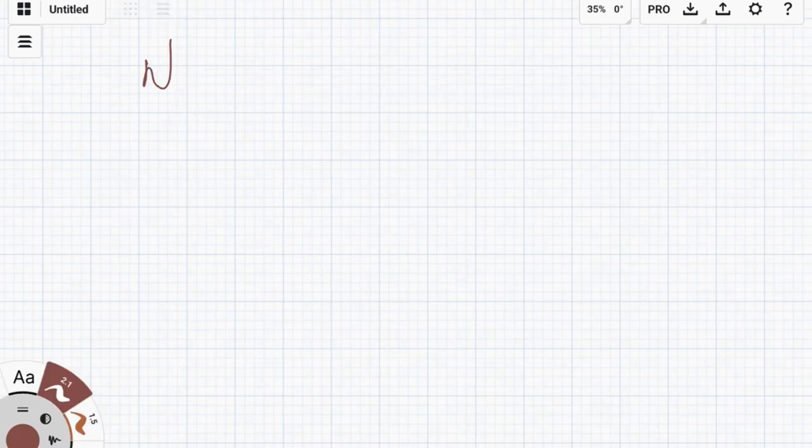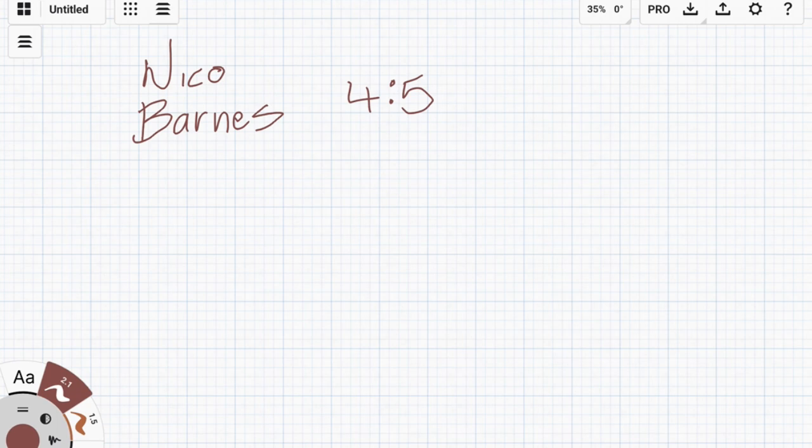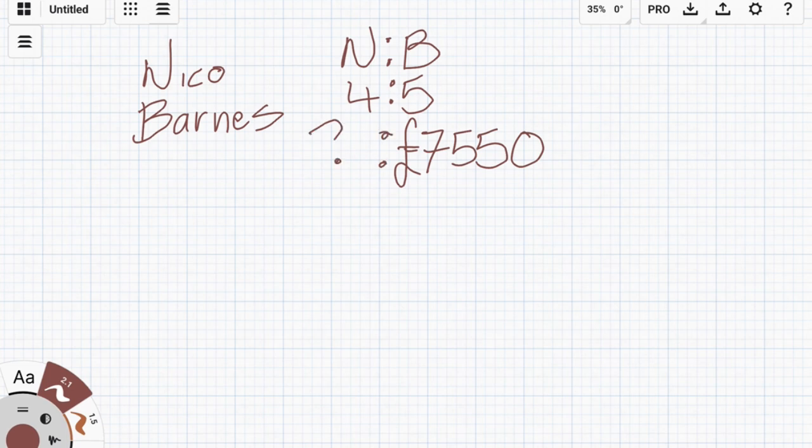Reverse calculations. Using the understanding of ratio, they will look to see if you can extrapolate numbers. There are various ways to solve these, some already noted. For example, Nico and Barnes are sharing a budget. The ratio is 4 to 5. Barnes gets £7,550. How much was in the budget altogether?